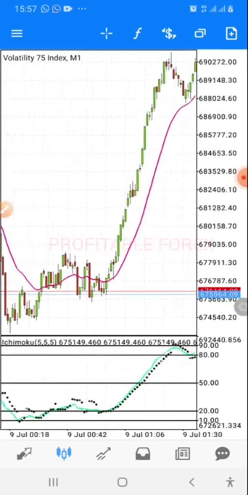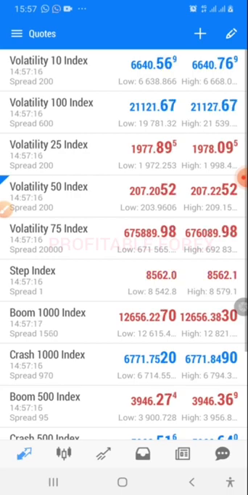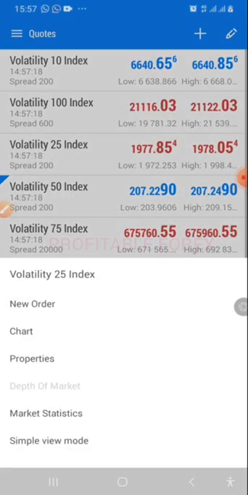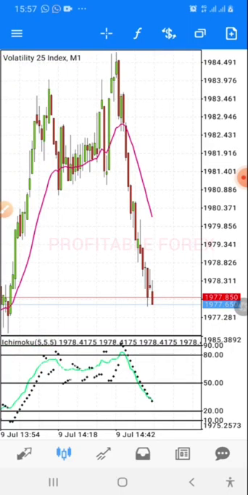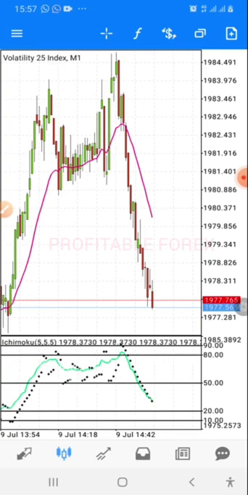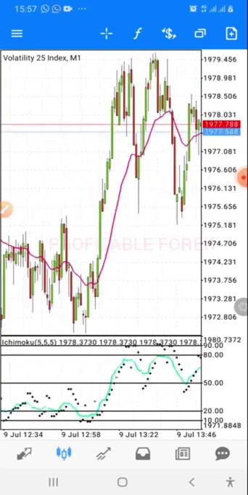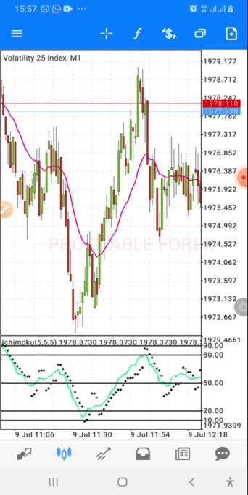You can see this is occurring over here. Now let's go and check out volatility 25. You see, it's working also in volatility 25. Like I told you, it's for all the volatility indices. You can use this strategy in all the volatility indices.